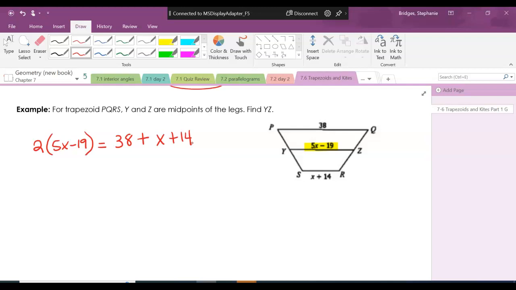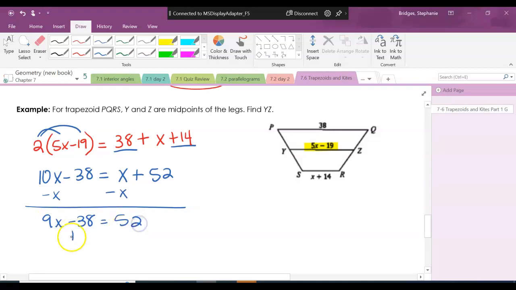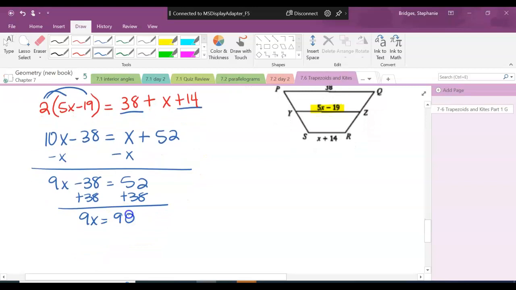Okay. All right, what do I do with that 2 first? Distribute. So that's going to give me 10x minus 38. And on the other side, I just have that 1x, and then I'm going to combine. What's 38 plus 14? 52? Does that make sense? All right, I'm going to subtract my 1x over to my 10x. I'm going to add my 38 over. That gives me 9x equals, how much is that? 90. So therefore x is going to equal 10.